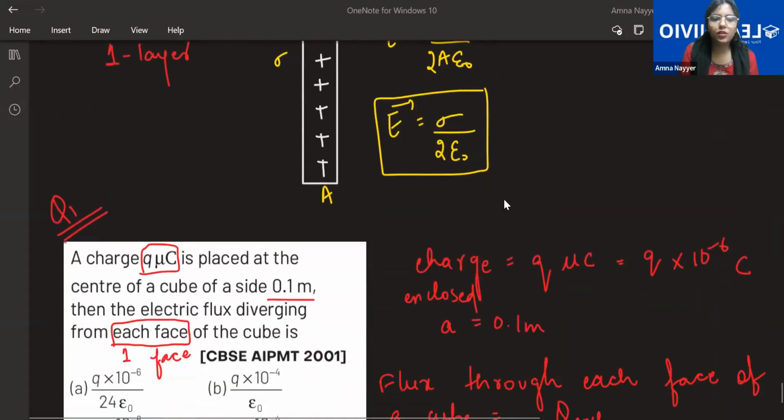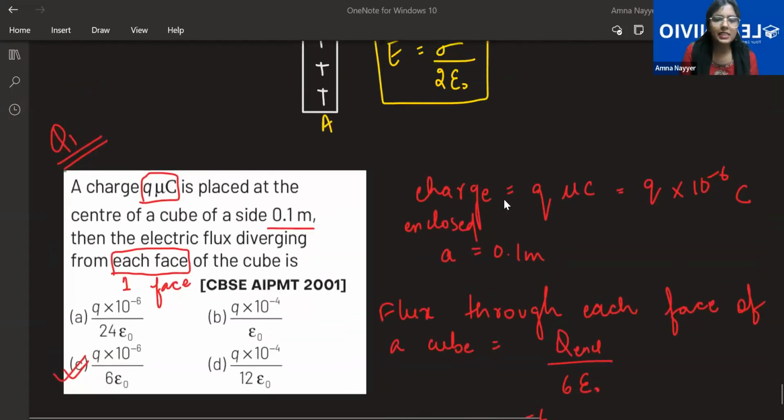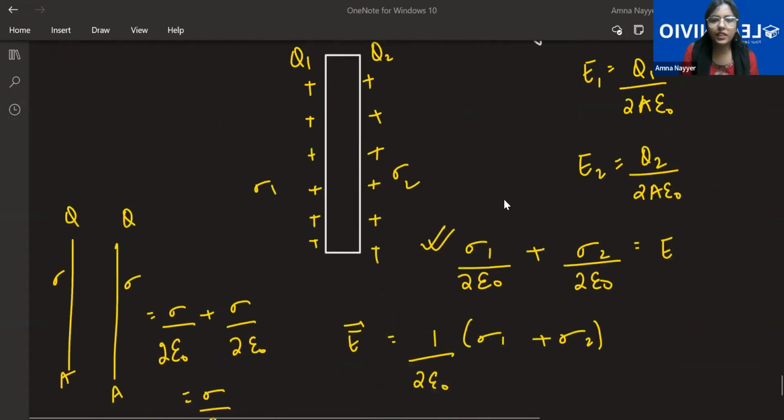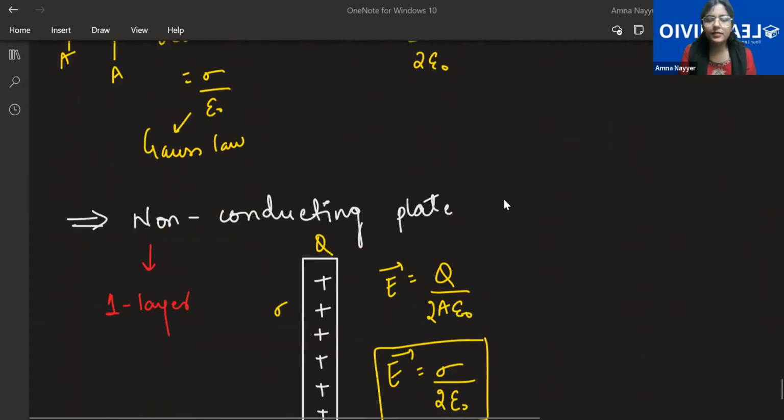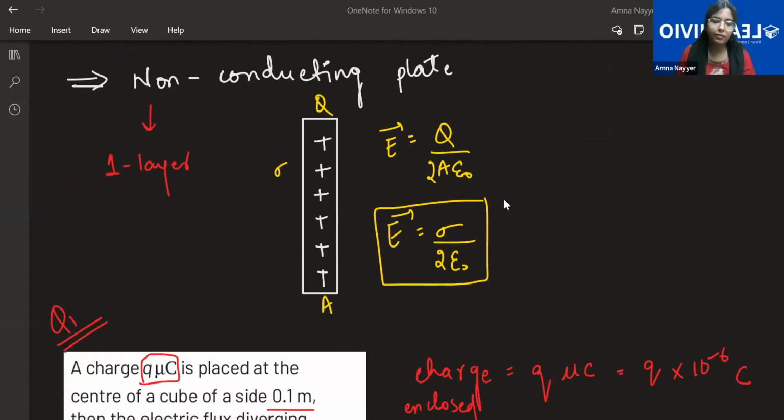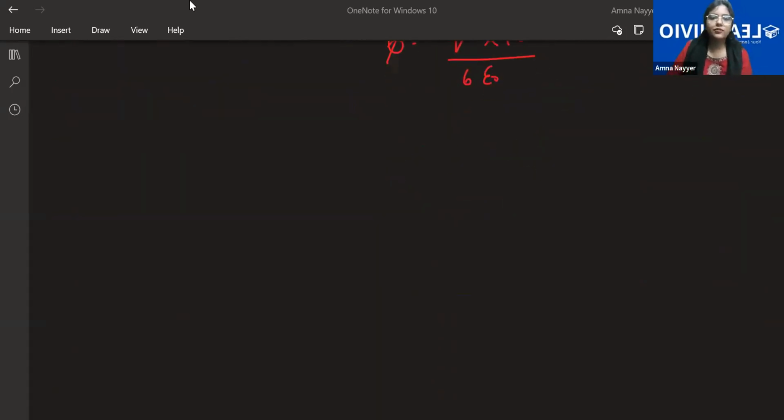Okay, Justine, we stopped here in the last class. Just one more thing was left here. We discussed electric field of a conducting plate. Then we discussed the electric field of a non-conducting plate. If you have combination of plates, that was just left. So let me discuss that quickly and I'll start with the next chapter today.